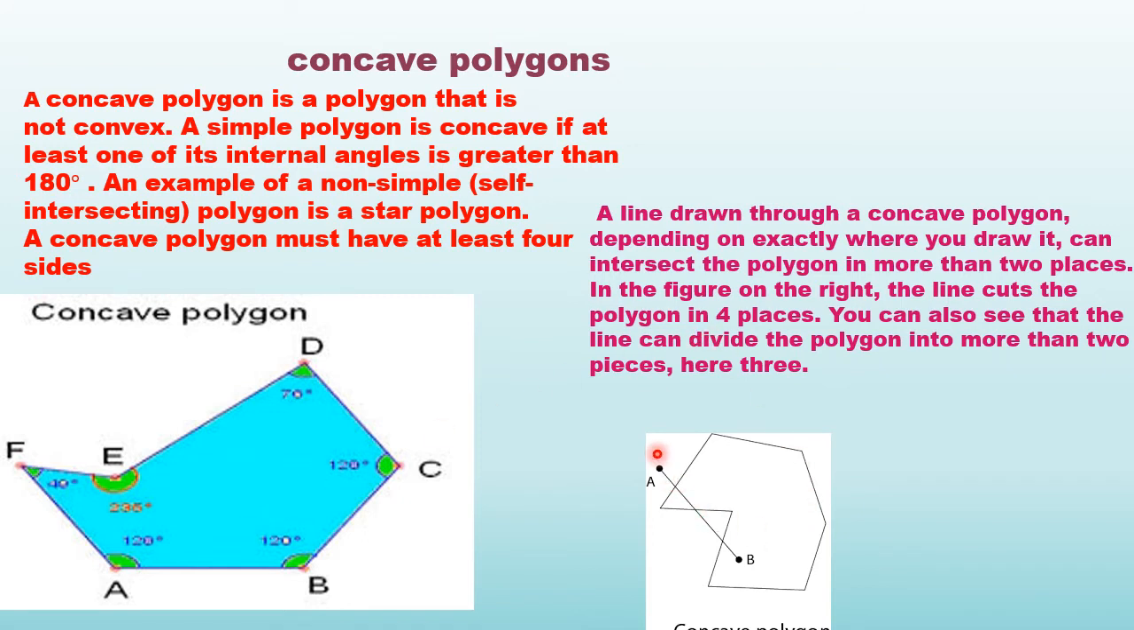Now here if we try to draw a line through a concave polygon, it will cut at more than 2 points. Here you can see it is cutting at 1, 2 and 3 points. And it is dividing this polygon into how many parts? More than 2 parts. 1, 2, 3, right? This polygon is divided by this line into more than 2 parts. 1 part, 2 part, 3 part. So then it is a concave polygon.